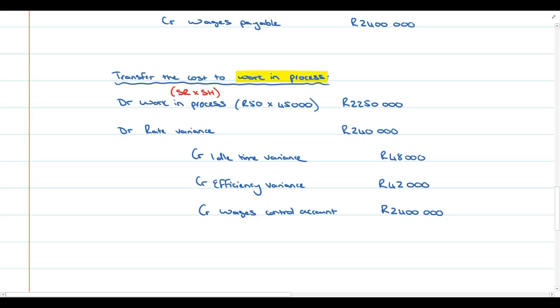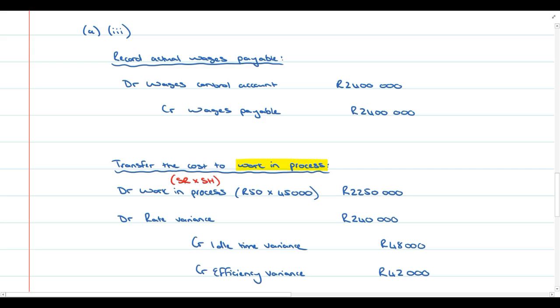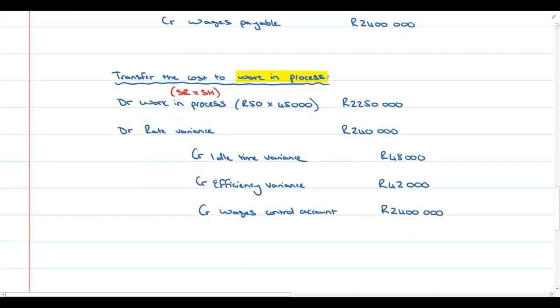Right, and that journal entry then balances. Okay, so what have we done? First, we recorded the actual wages payable. We didn't expense this, we took it to a control account. We then cleared out the control account and instead included this in the value of inventory. We took the cost to work in process.